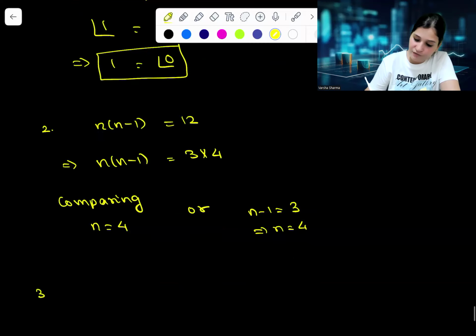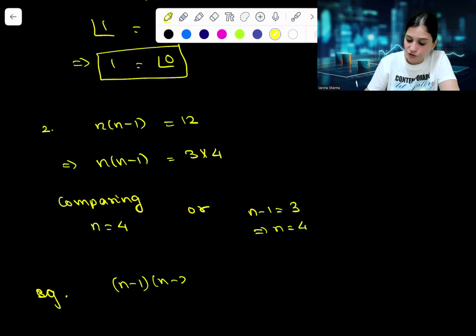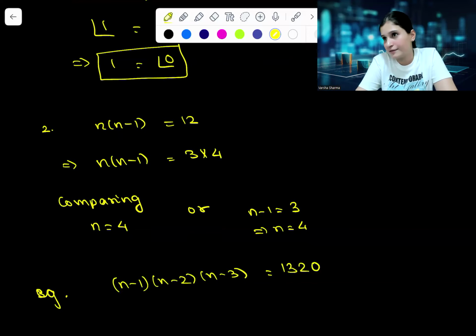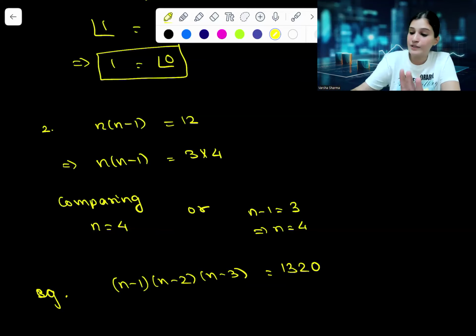This can also be done for three numbers. Suppose you have (n minus 1)(n minus 2)(n minus 3) equal to 1320. We don't even know how to solve a cubic in general, so we do trial and error. Since the left-hand side is a product of three consecutive numbers, 1320 can also be expressed as consecutive numbers, but we don't know which. So we do the prime factorization.